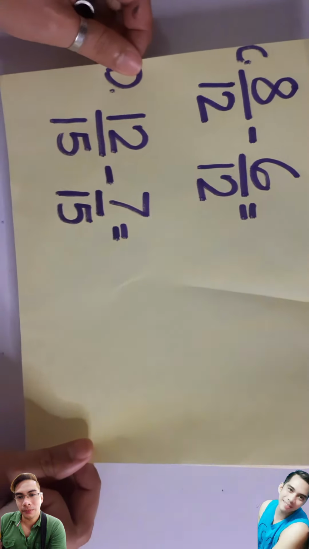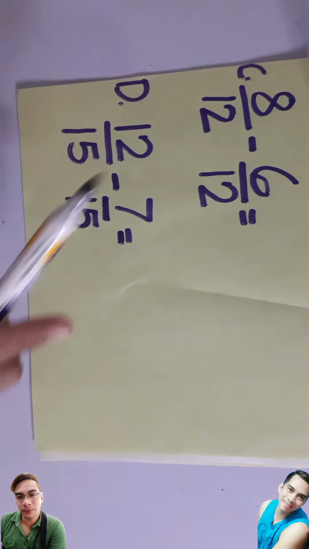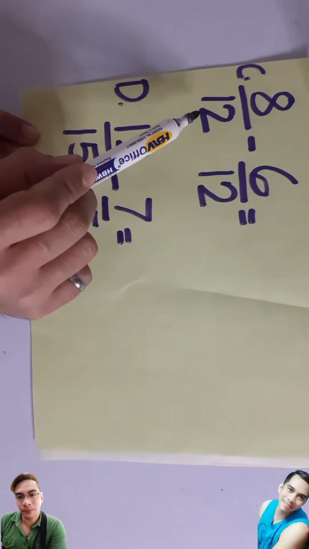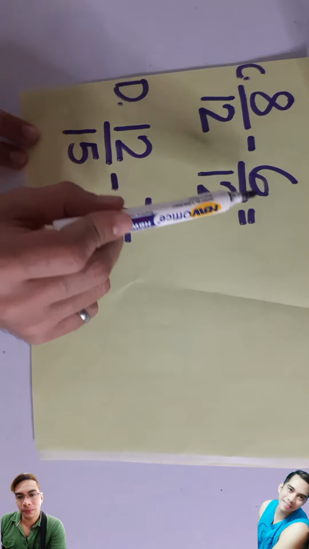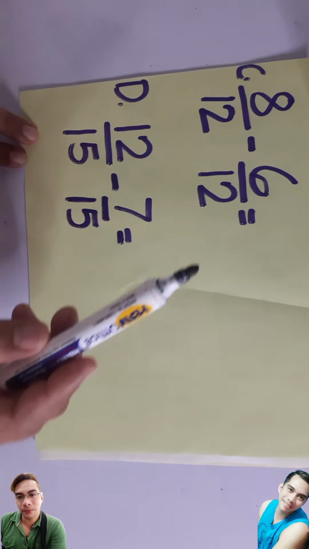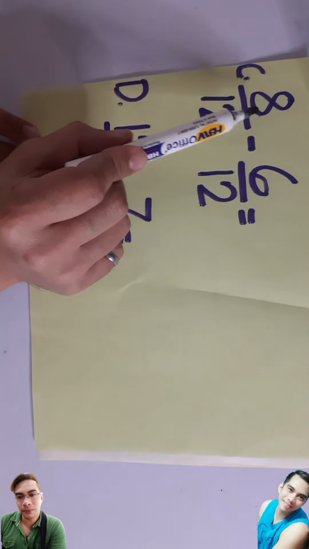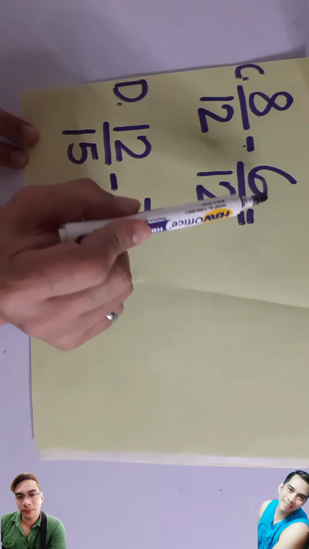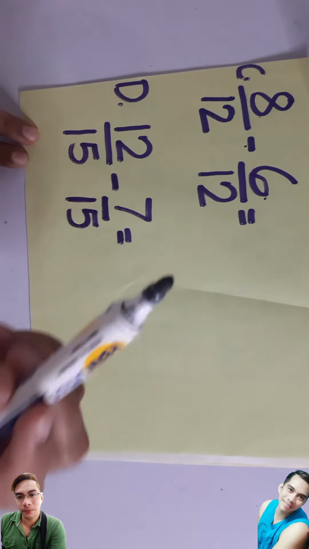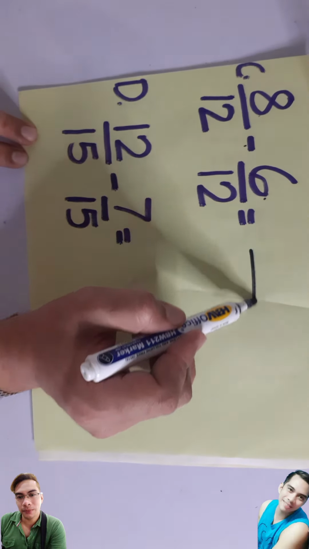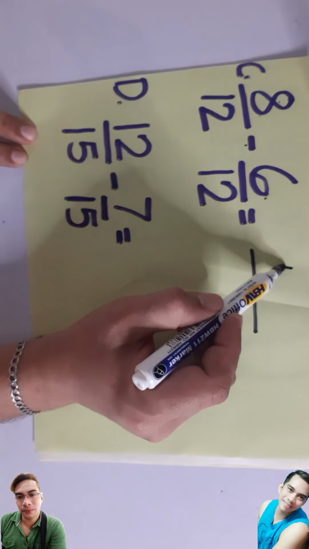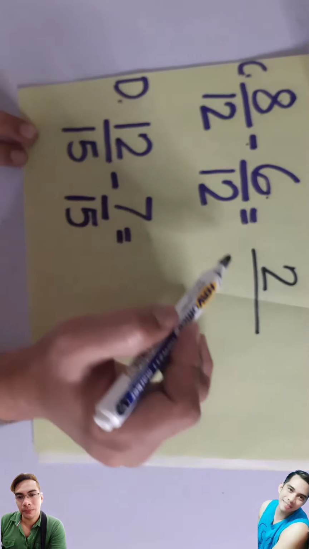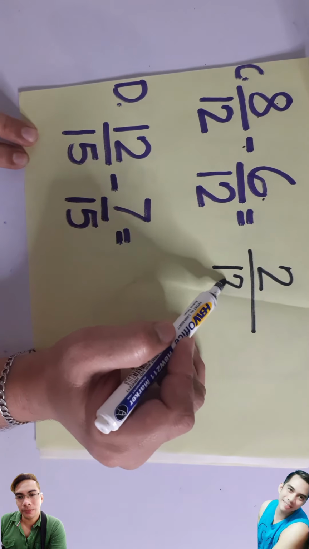Another example. 8 over 12 minus 6 over 12. Again, 8 over 12 minus 6 over 12. 8 minus 6 equals 2. Then copy the denominator 12.